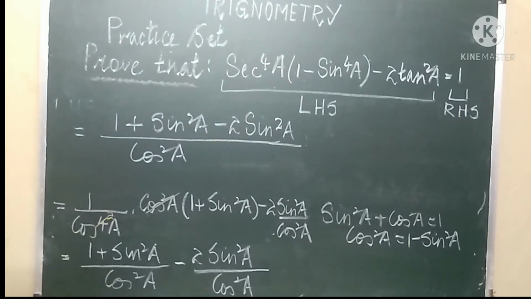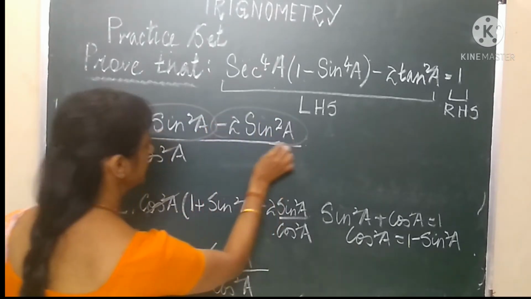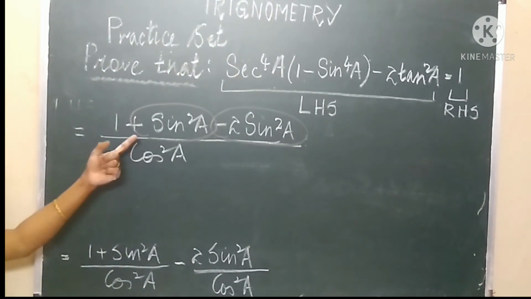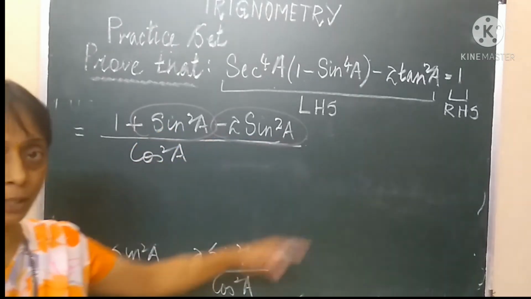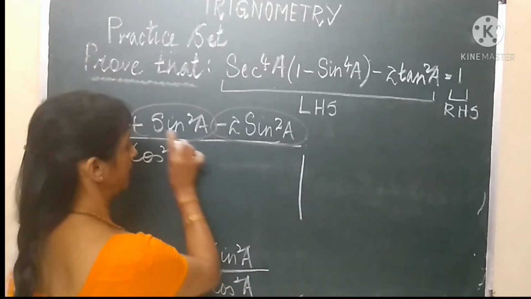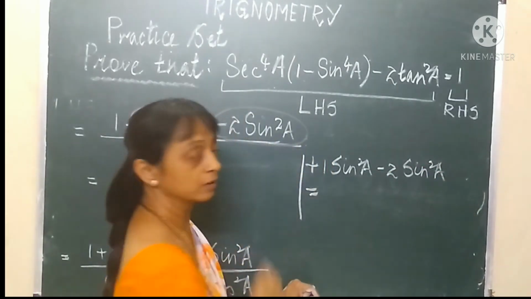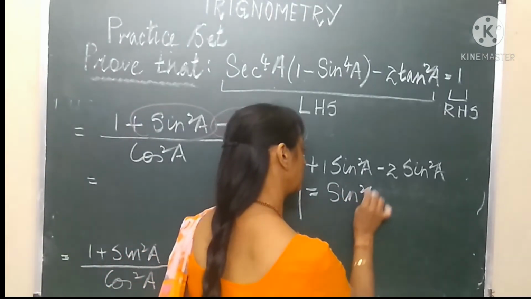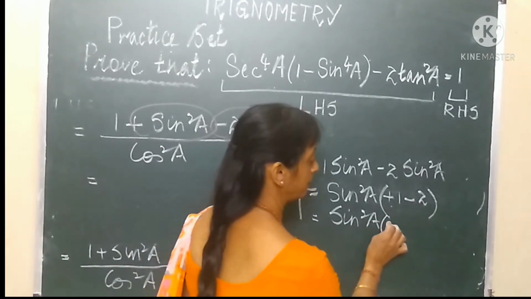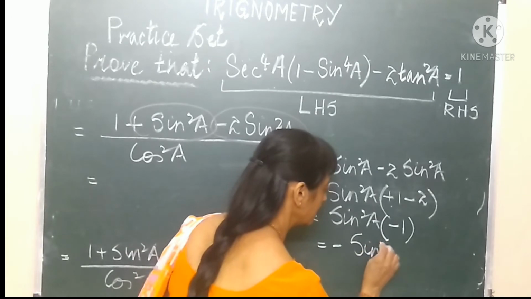Do we have like terms over here so that we can subtract or add them? Yes. Plus 1 sine square a minus 2 sine square a. These are like terms, so let's simplify them depending upon the sign before them. Plus 1 minus 2 will give us minus 1 sine square a. How do we simplify sine square a? You can take out sine square a common into bracket. Plus 1 minus 2 is minus 1. Let's open the bracket. Plus into minus is minus, and 1 sine square a can be just written as sine square a.